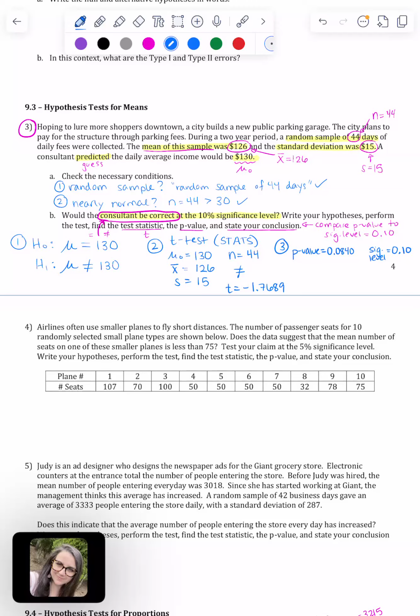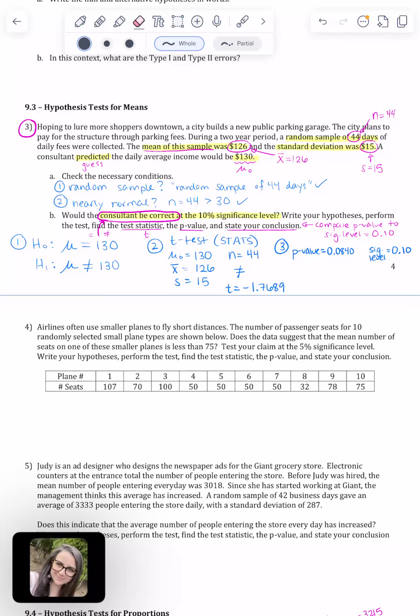But before we do that, I'm just going to explain that t-score. It's a negative 1.7689 because our sample mean is in fact below the guess. That's why our t-score is negative. If our sample mean was above the guess, then what we would say is that t-score would come out positive. Okay, let's make our conclusion.